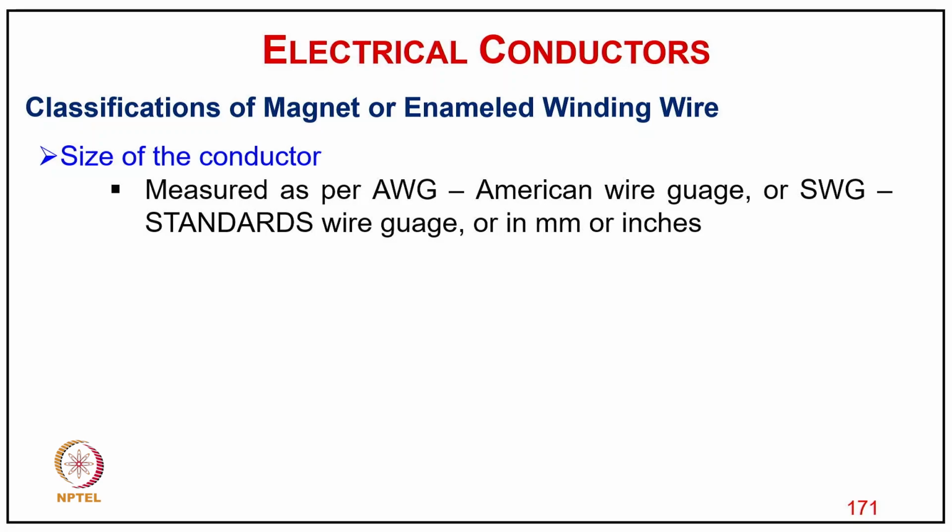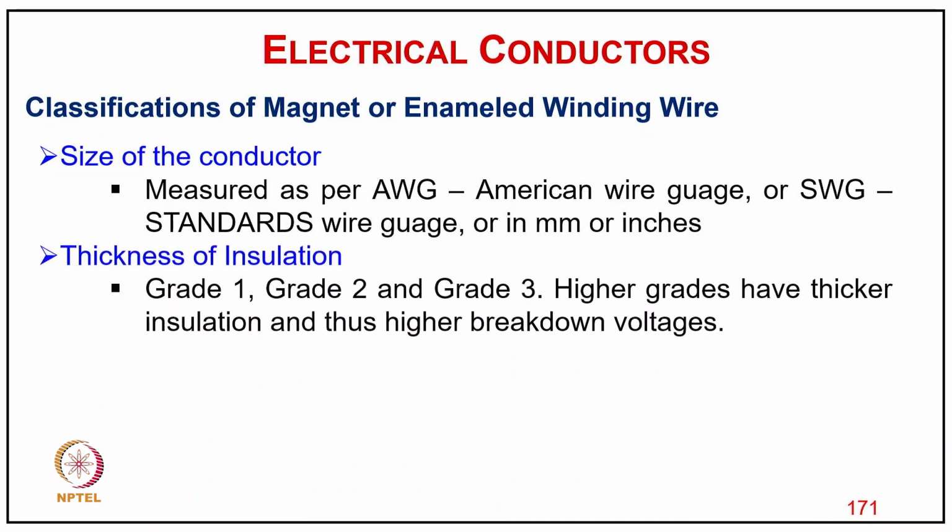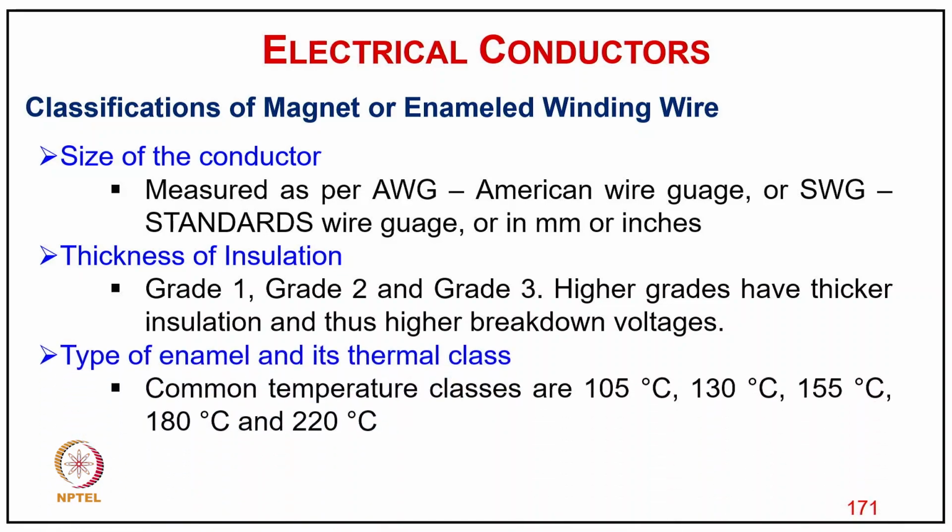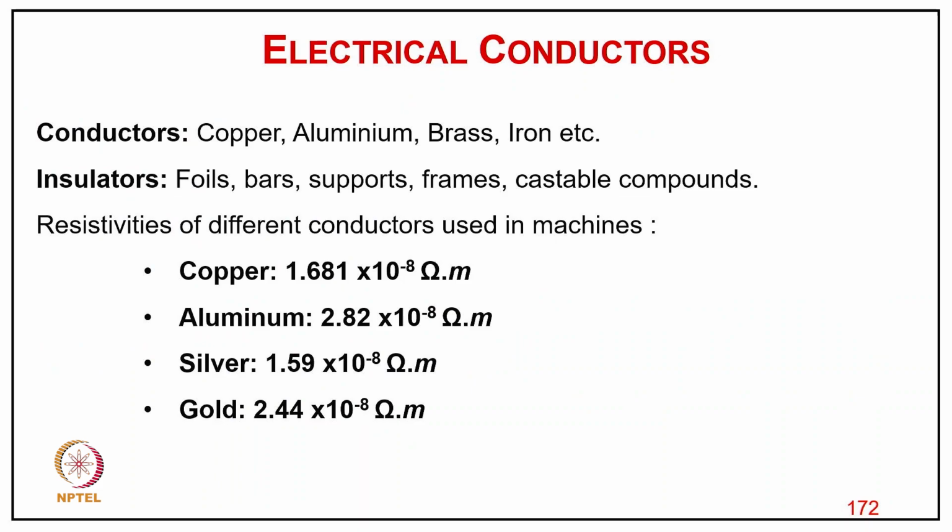And then the classification of the magnet or enamelled winding wire: size of conductor measured as per AWG, American wire gauge, or standard wire gauge in millimeters or inches. And thickness of insulation, we call it grade 1, grade 2, grade 3. Higher grades have a higher thickness of insulation, thus higher breakdown voltage. And type of enamel and thermal class, common temperatures are 105 degrees Celsius, 130, 150, 180, and 220 degrees Celsius. So for conductors we normally use copper, aluminum, brass, and iron.